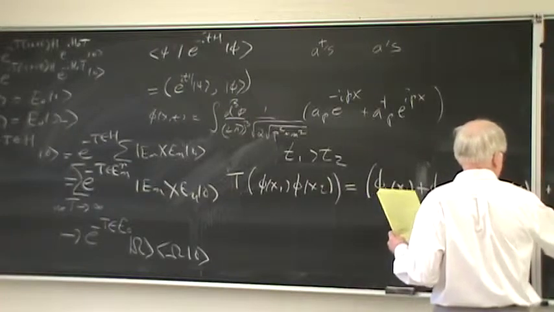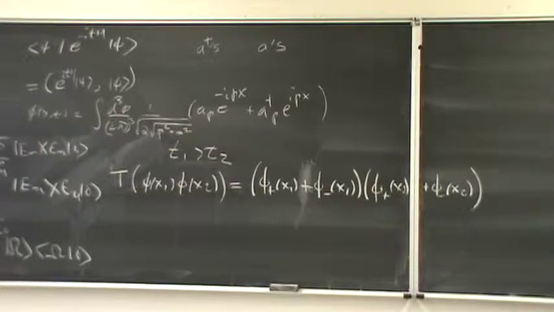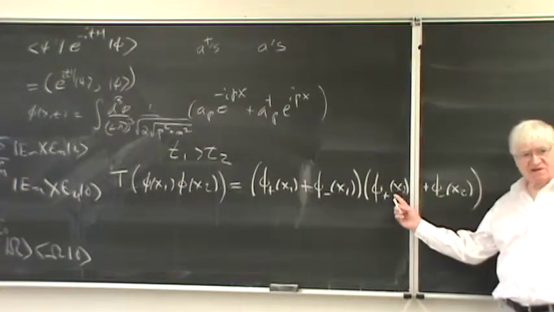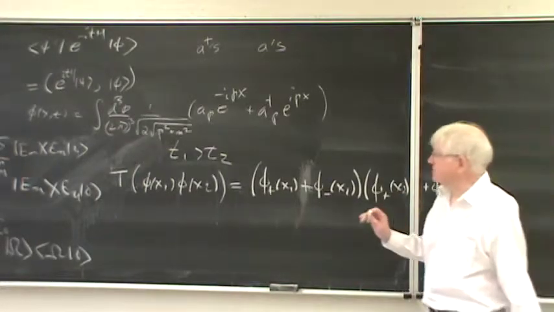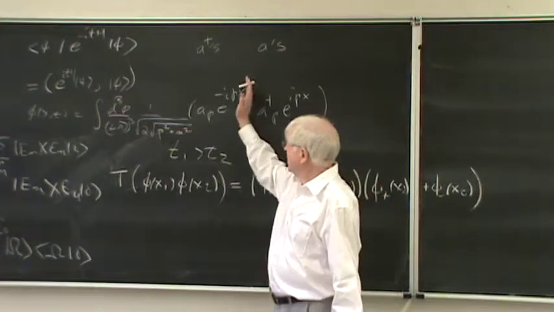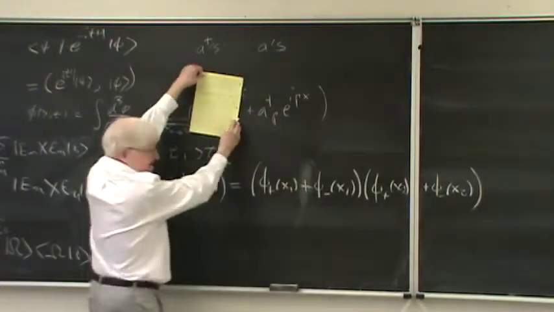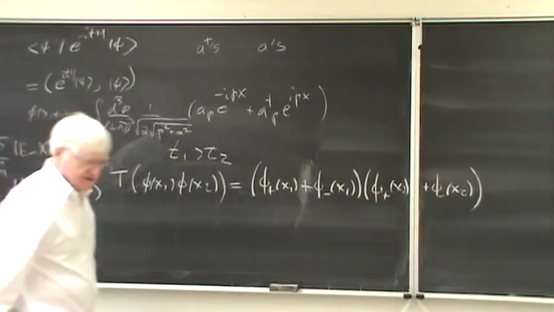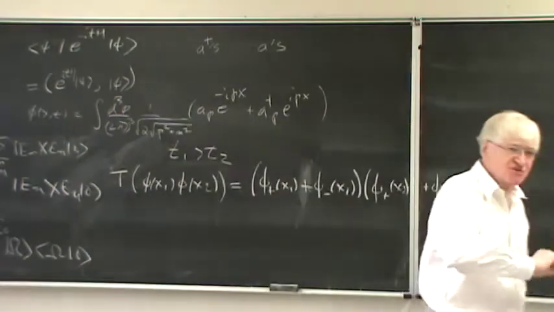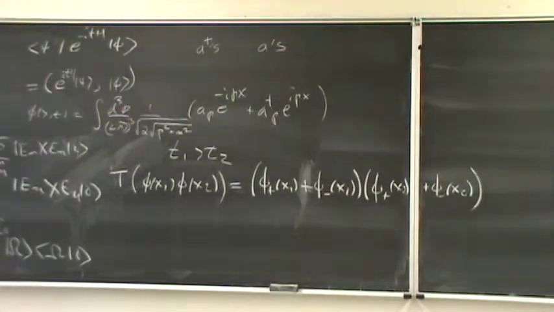Okay, so for T1 later than T2, this is it. And remember, phi plus means you have creation operators, phi minus means only annihilation operators. So the phi minus part is that, and the phi plus part is this. And in non-Schwarzian literature, the convention is reversed, almost uniformly. What are you going to do?